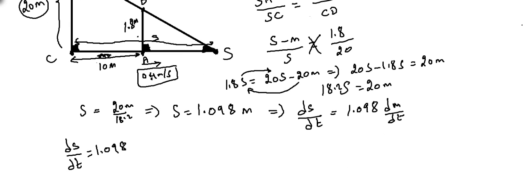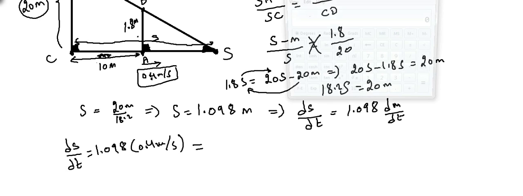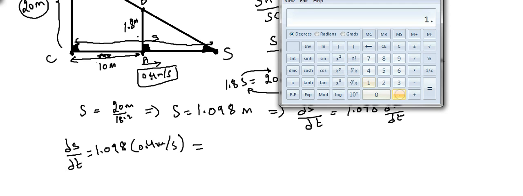He said from the beginning that the man is moving away from the street light at a speed of 0.4 meters per second. So we multiply this by 0.4 meters per second, right? So the answer will be 1.098 times 0.4 meters per second. So what did I get?